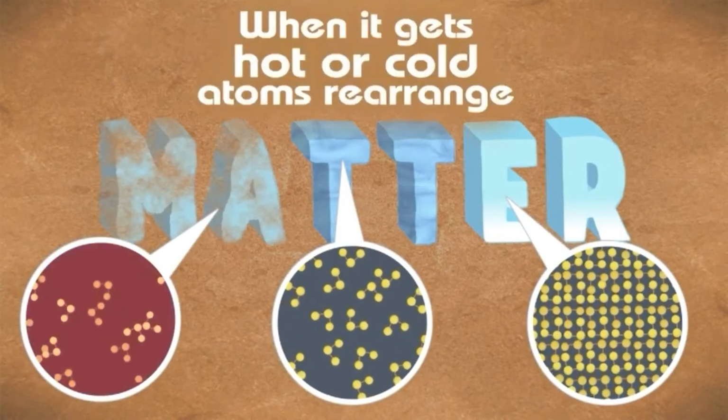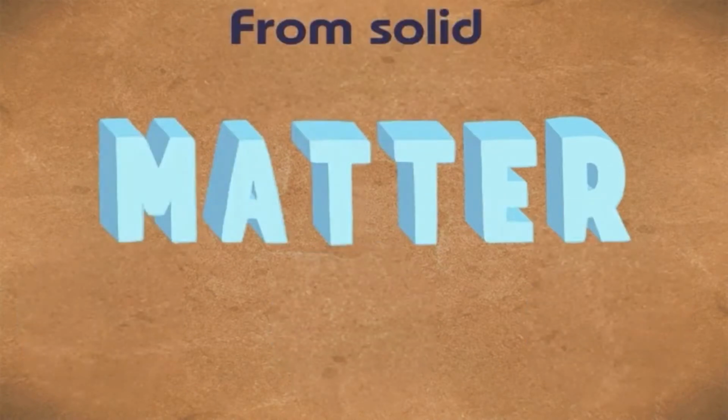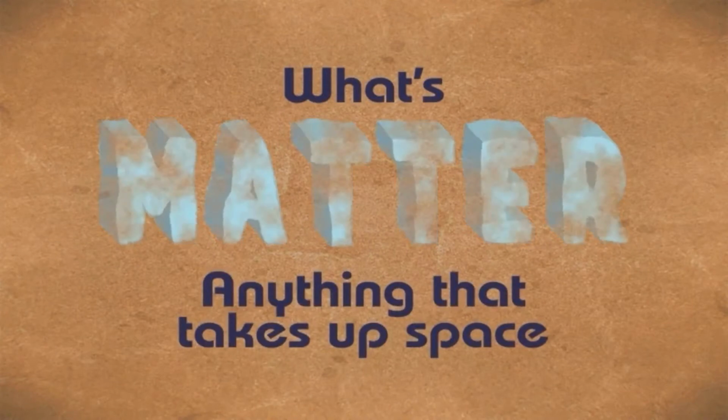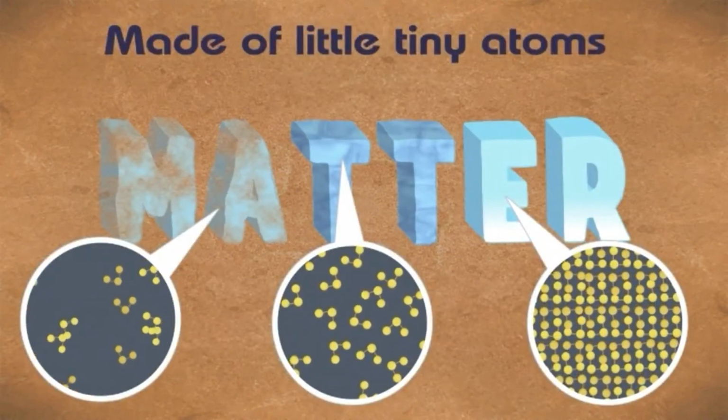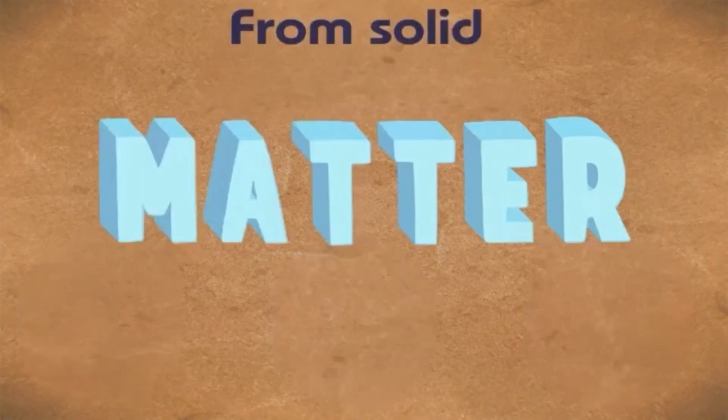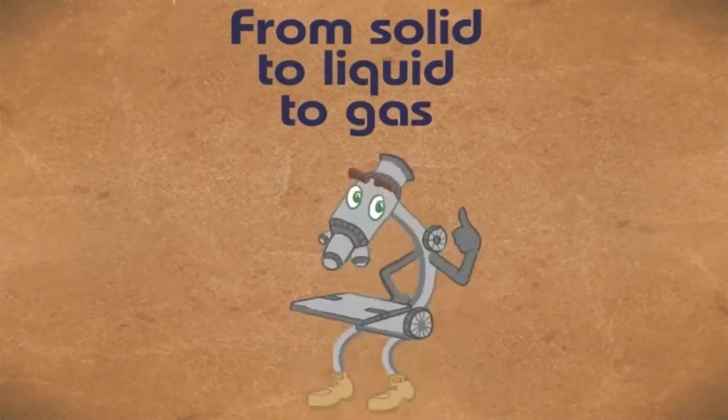When it gets hot or cold, atoms rearrange from solid to liquid to gas, okay? What's matter? Anything that takes up space, made of little tiny atoms to give it shape. When it gets hot or cold, atoms rearrange from solid to liquid to gas, okay?